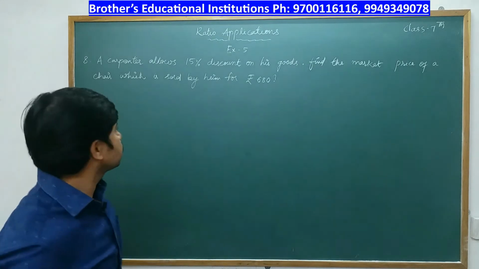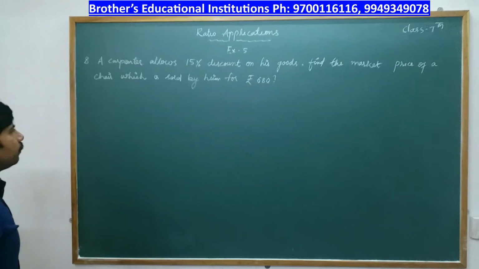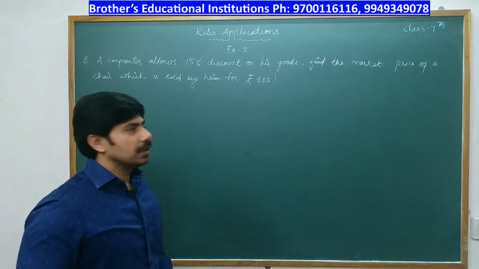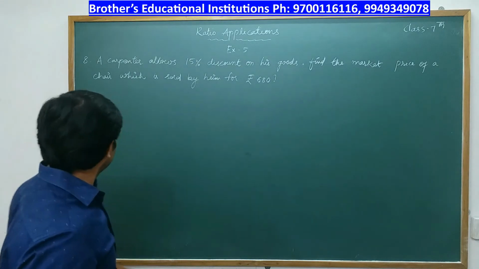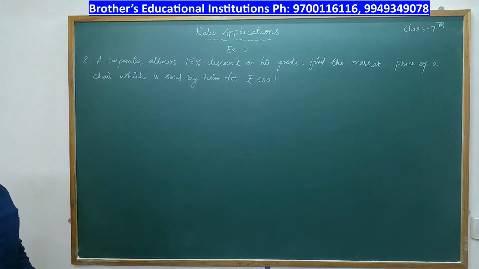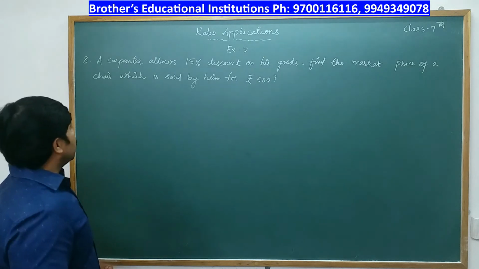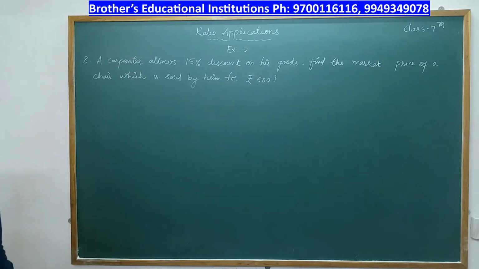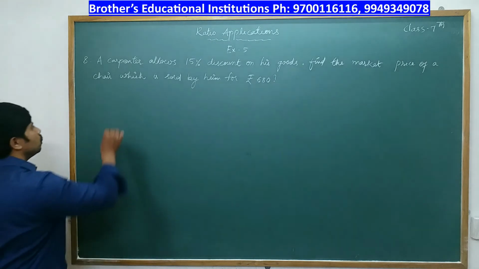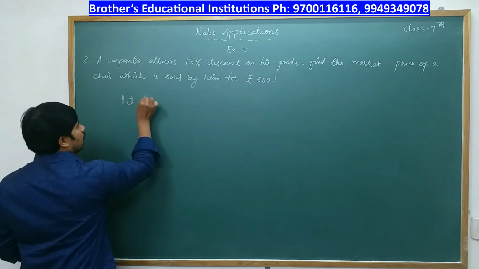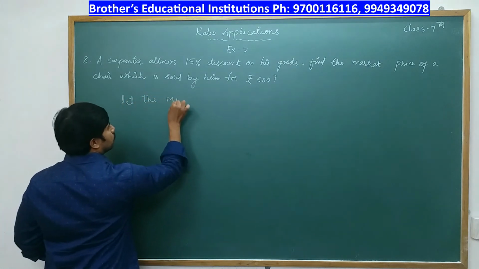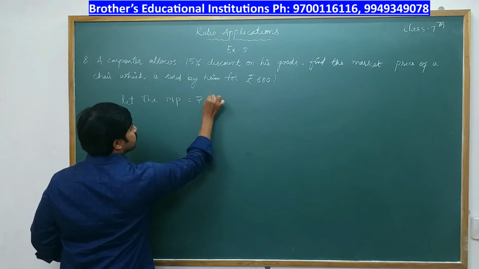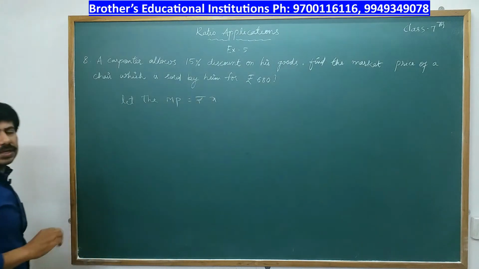Next problem. A carpenter allows 15% discount on his goods. Find the marked price of a chair which is sold by him for rupees 680. Here we have to find the marked price. We don't know the marked price and the selling price is given, so we assume the marked price is rupees X.